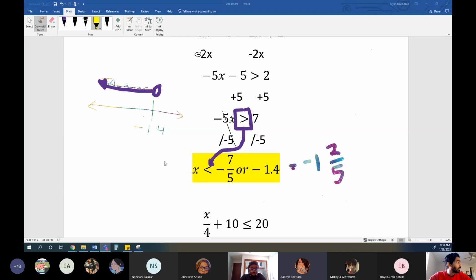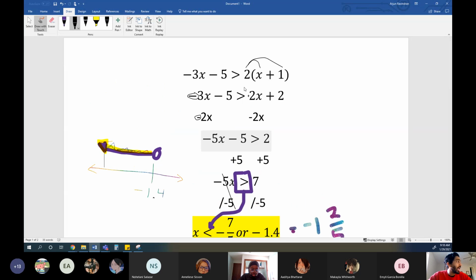Because -1.4 is not an answer. -1.4 is not included in the solution set. Can you characterize that a little more? What would happen if I plugged in -1.4 into x right up here? What would happen to the equation?